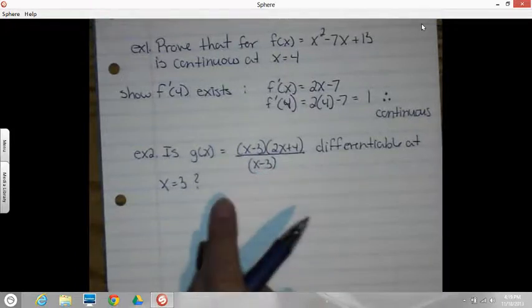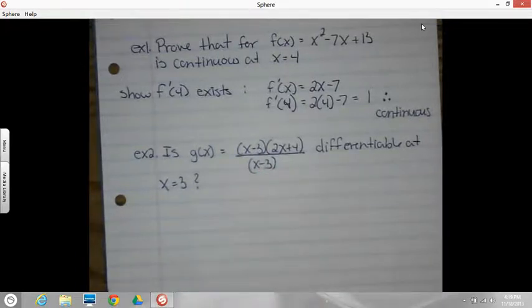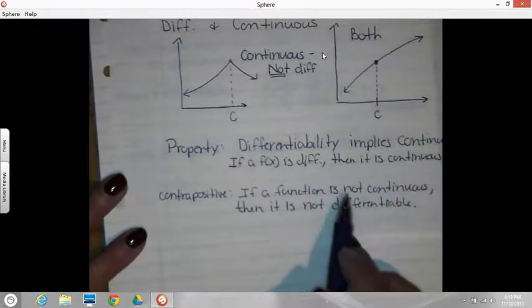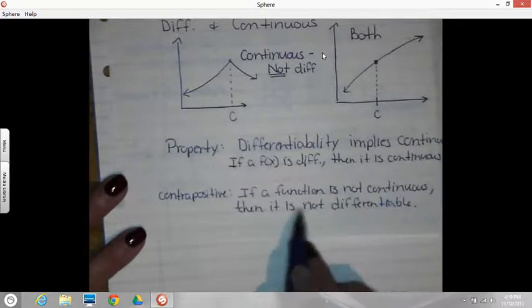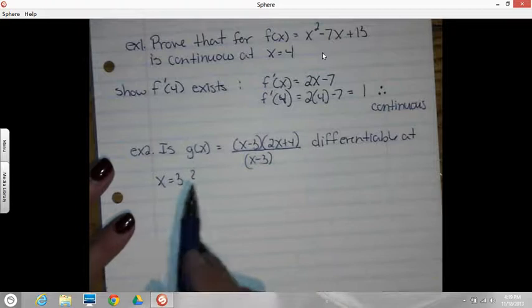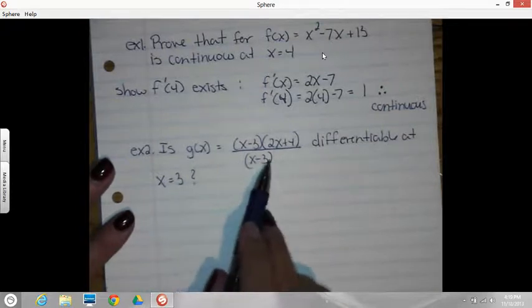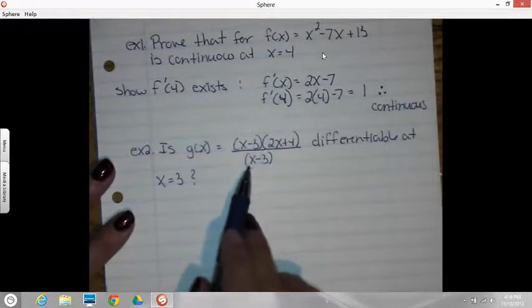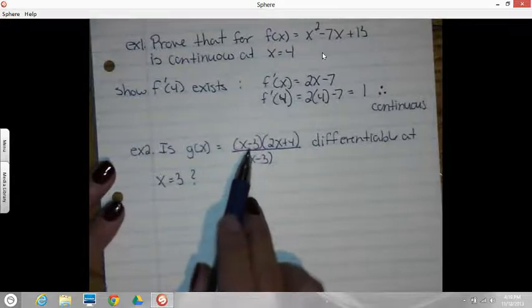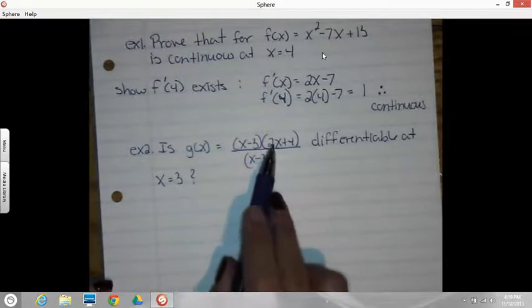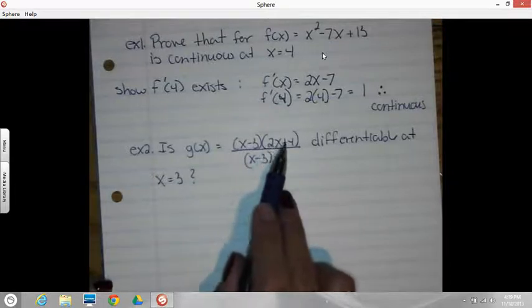The quick way is to use the contrapositive, that property that we talked about. If a function is not continuous, then it is not differentiable. Well, right away when I looked at this, I see I'm looking at 3, and if I put 3 in here, I know that there's a break in this graph because that's coming out 0. And I know if I see the same factor in top and bottom, that's just a hole in the graph. So automatically I know there's a hole at 3, and then the rest of it would just be this line, y equals mx plus b, y equals 2x plus 4.